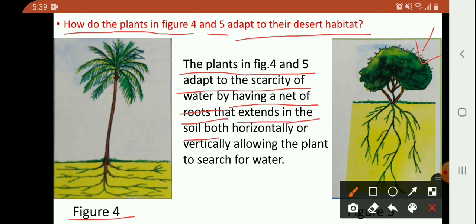بتتمدد بالsoil both horizontally مثل ما شايفين هون, الروتس extend horizontally أفقيا or vertically مثل ما شايفين هون vertically عموديا, allowing the plant to search for water, تخلي البلانت تبحث عن ماء.